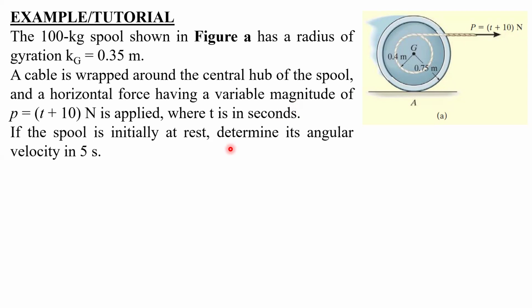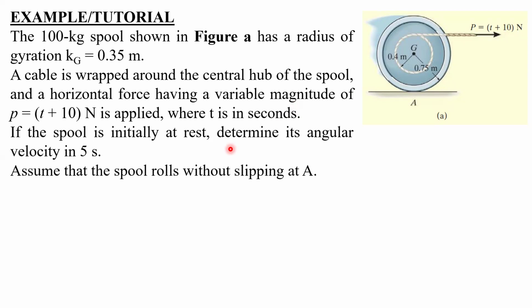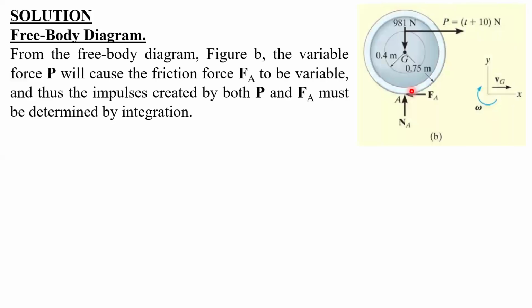So omega 1 is 0. Assume the spool rolls without slipping at point A. This is point A. Then the solution says we have to first of all look at the free body diagram. In the free body diagram, figure B, the variable force P causes the friction Fa to be variable too.